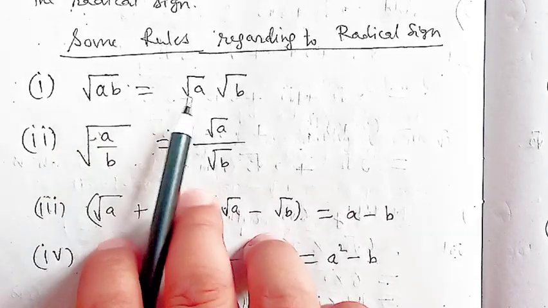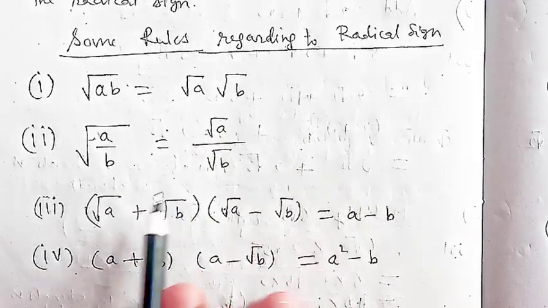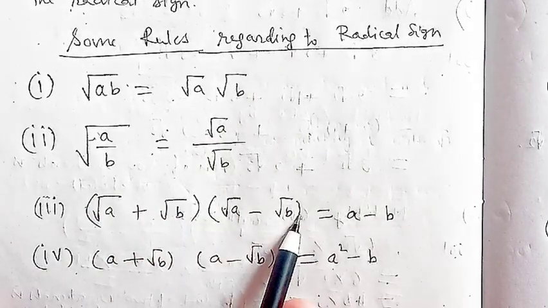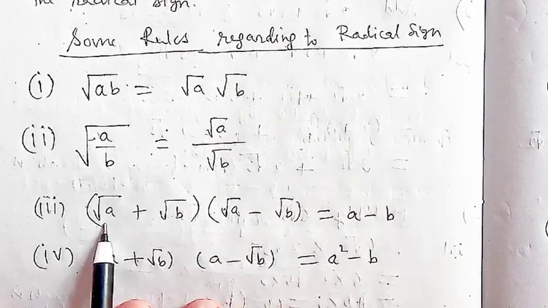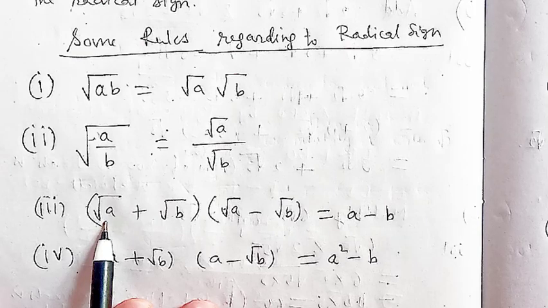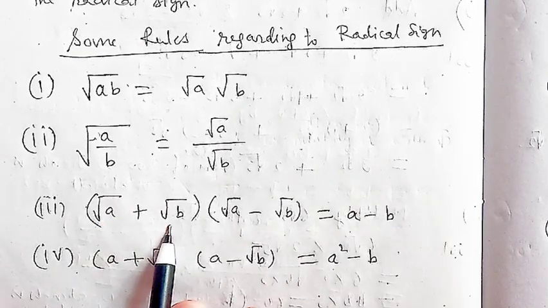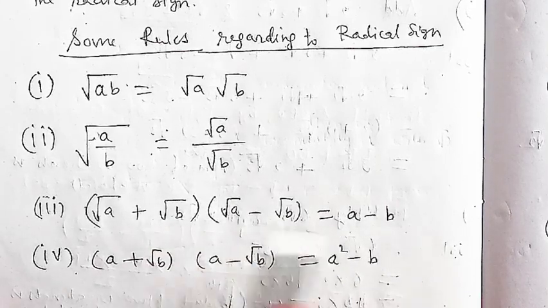The square root of ab is the square root of a into the square root of b. The square root of a by b is the square root of a by the square root of b. The square root of a plus the square root of b, into the square root of a minus the square root of b. Here this is x, this is y. x plus y into x minus y. x squared means the square of root a, that is a, minus y squared means the square of root b, that is b. So the product becomes a minus b.